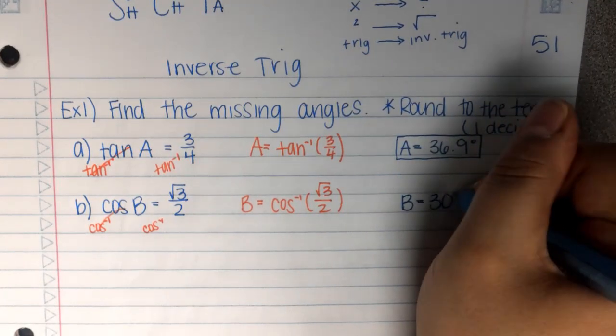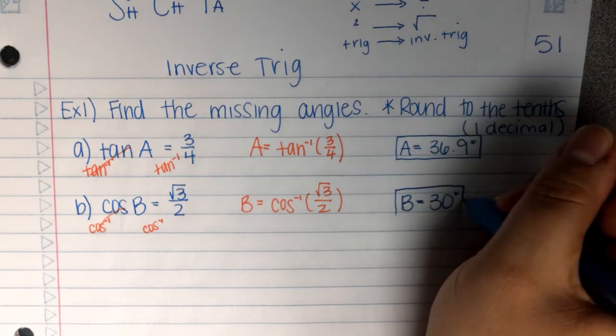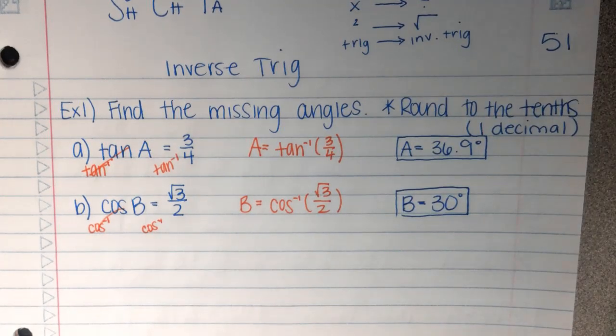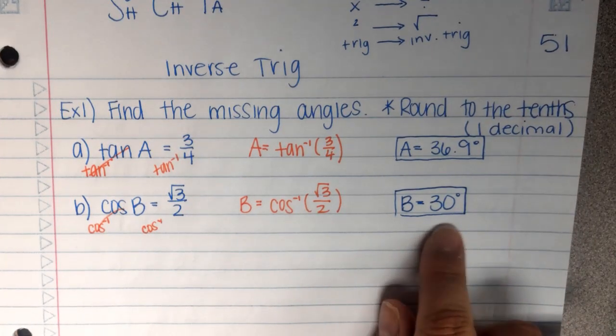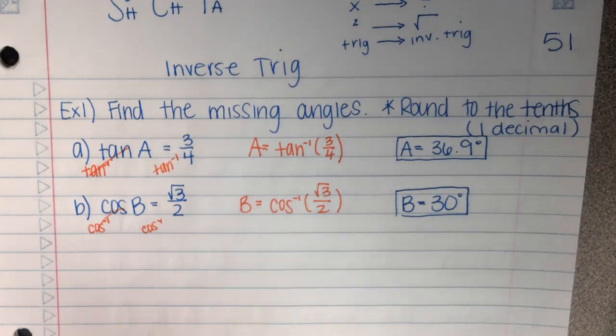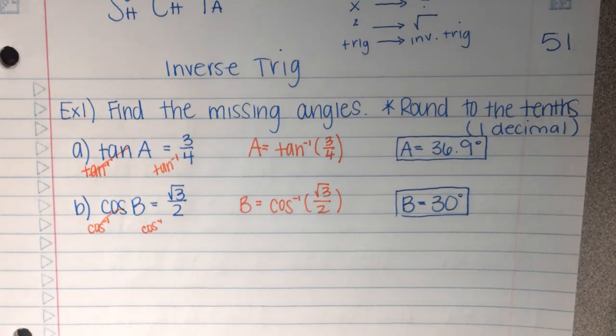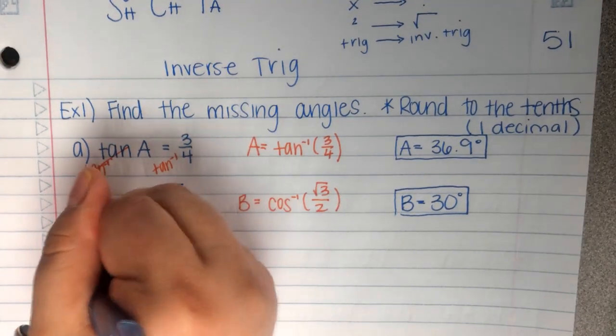30. Now, listen. Did we round at all? No. So you can just put straight up 30. You don't have to put 0.0. You only put 0.0 if you end up rounding. All right? Are we feeling a little bit more comfortable? Okay. I want you to do this one by yourself.